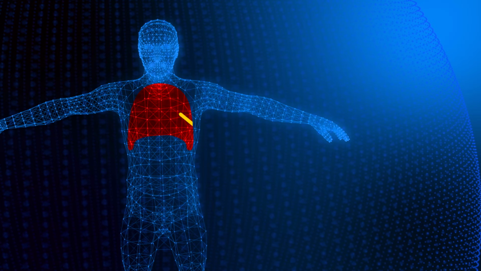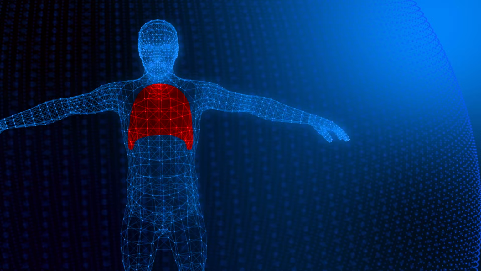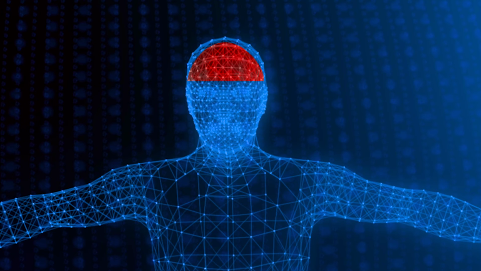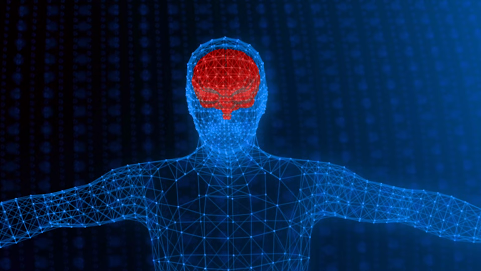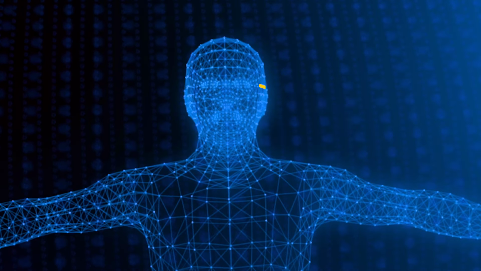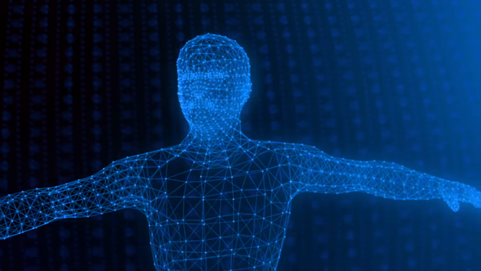Our chest cavity resonates from 50 to 100 Hz. This is why you can feel bass in your chest at concerts. Skull bone resonance is roughly 20 to 30 Hz. Brain tissue resonance is harder to measure. Ocular resonance is 30 to 90 Hz, depending on direction. So if you're exposed to these vibrations, you'll have blurred vision. There's a few more, but you get the idea.